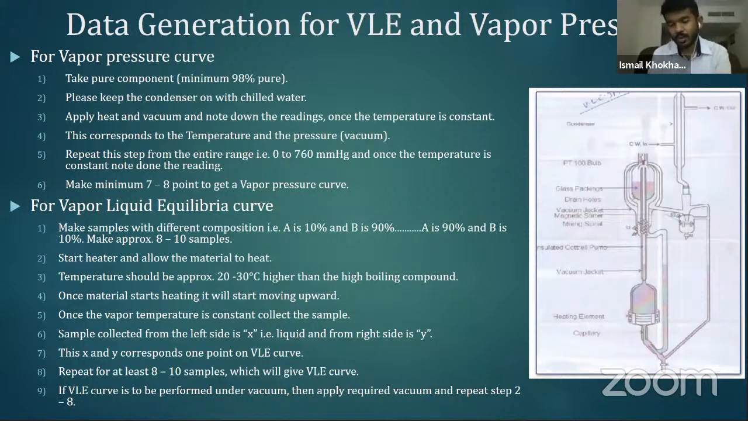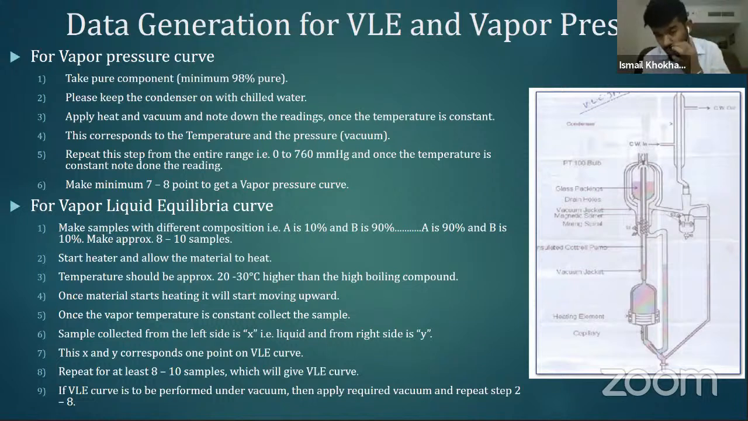So this is how atmospheric VLE data is generated. Now, for example, if you need to generate data under pressure, under vacuum, it's simple. The procedure remains the same. Only an arrangement needs to be made so that at the top of the condenser, you apply a vacuum, at the specific vacuum at which you need to generate the VLE curve. So the entire method remains the same, only it is the application of vacuum at the top of the condenser.